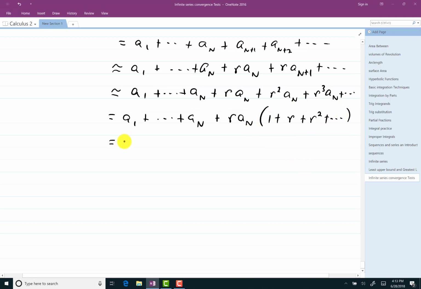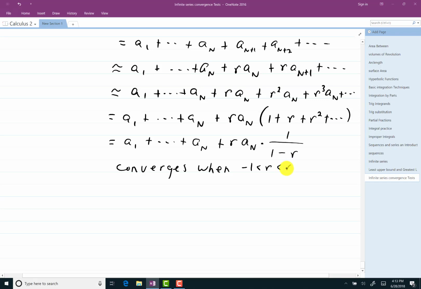So let me write that down. We know the series will converge when r is between -1 and 1, because it's a geometric series. So we've already been through that 100 times. So when r is between -1 and 1, the series will converge.